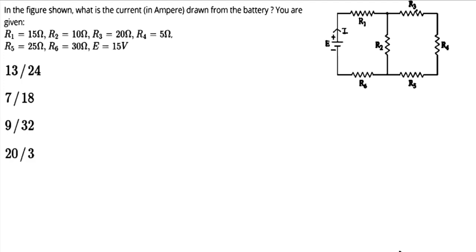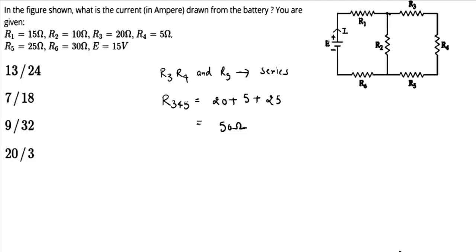Now first we consider R3, R4 and R5 are in series. So first we will solve this resistance by the simple method. Here R3 is 20 ohm, R4 is 5 ohm and R5 is 25 ohm, so R3, 4, 5 will become 50 ohm. Hence this will become 50 ohm.